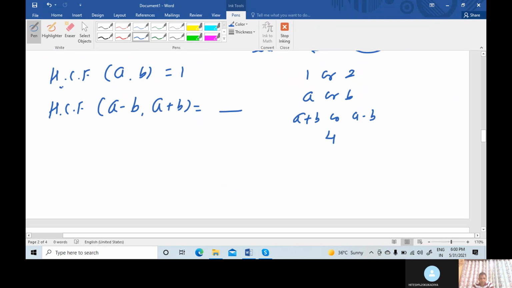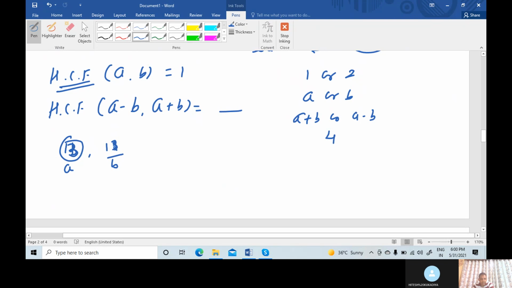Now here the condition is what? HCF of two numbers is 1. So we take any two numbers, you can select anyone. Suppose we select prime numbers, 11 and 13. First we take the bigger number. Here we take 13 and here we take 11, because we take A minus B. So this one is A and here B.